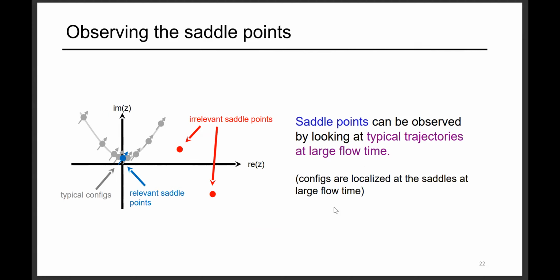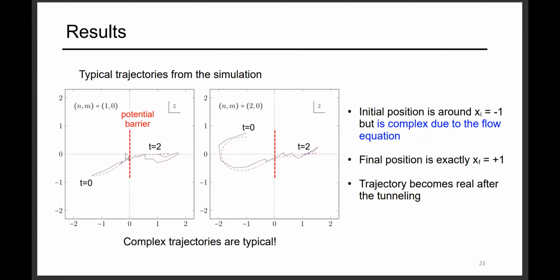The reason is that, as I explained earlier, the configurations are localized at the saddle at large flow time. So it is populating around these saddle points, and the typical trajectory is the one that is close to the saddle. This is an example of the typical trajectories associated with quantum tunneling. These are just two of many possible trajectories, but I only picked two typical trajectories.